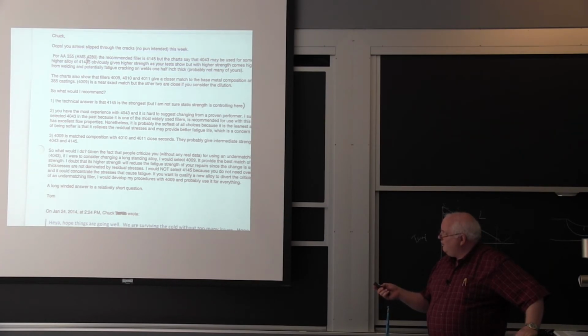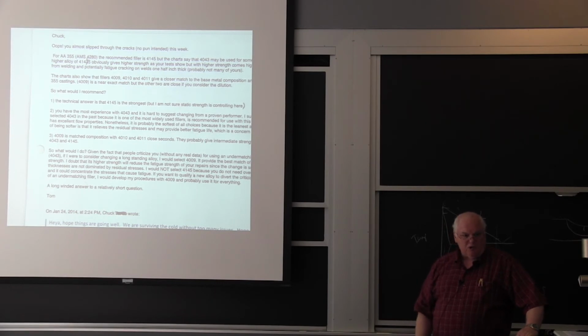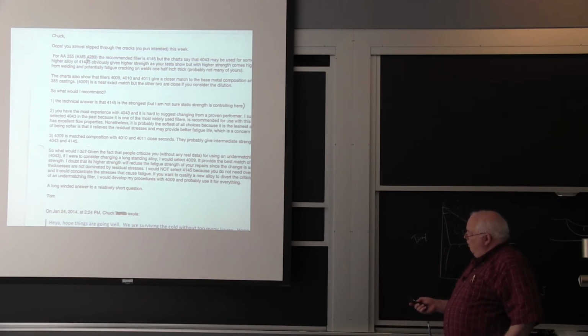It's more highly alloyed. You have experience with 4043, and it's hard to suggest changing from a proven performer. I mean, if it's not broke, why fix it? 409 is match composition, and 410 and 411 are very close. They probably give intermediate strength. So you can have low strength that you're being criticized for, or overmatching, which you might actually make things worse in terms of creating a stress concentration at the higher strength, because this is quite a bit higher strength. Or you can match the composition, and so people may not even know you made a weld, okay, if they're not really careful.